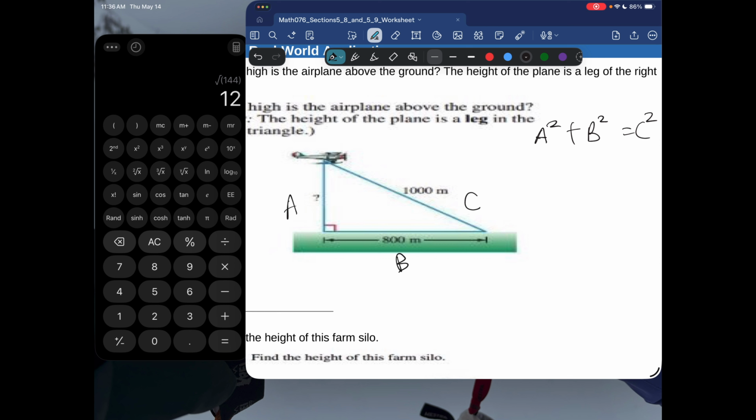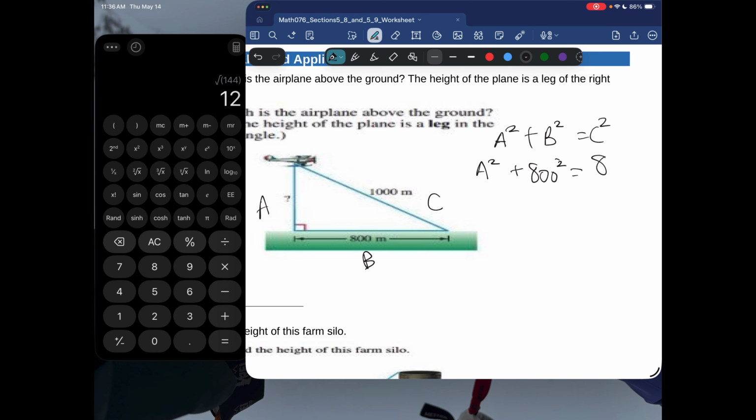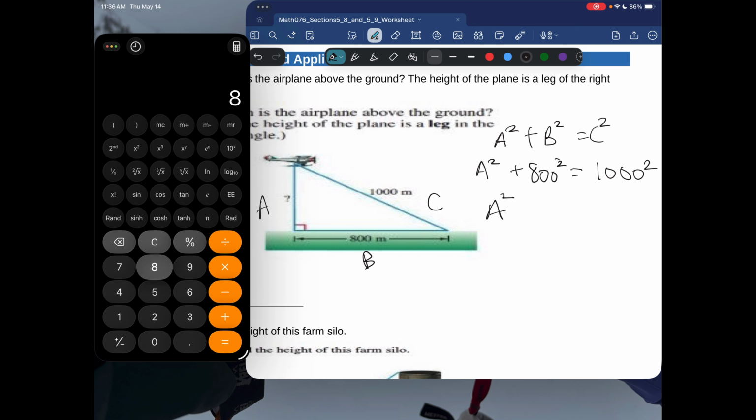So I'm solving for a. That's my height that I'm trying to solve for. So a, I don't know. a squared plus b squared, 800 squared, equals c squared. C squared is my hypotenuse. It's 1,000 squared. Okay, now I'm going to put these numbers in my calculator because these are very big numbers. a squared plus 800 squared gives me, well, this number is going to be really big.